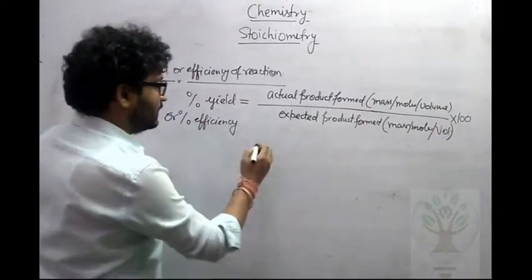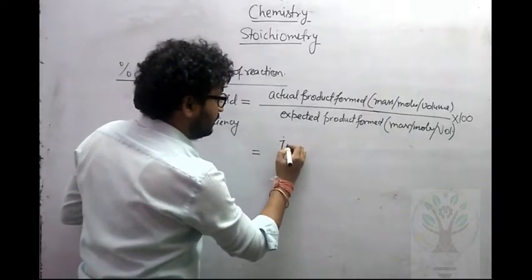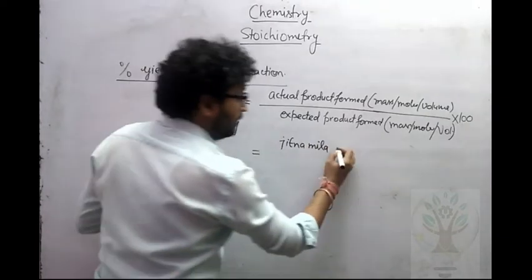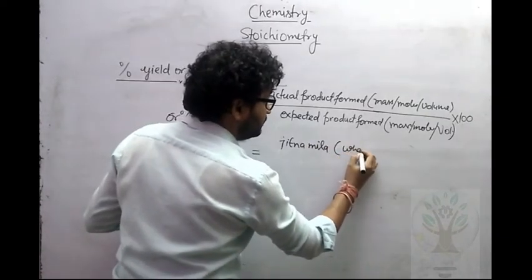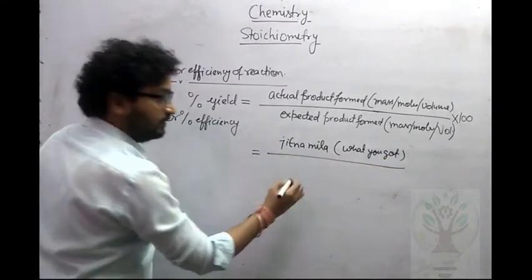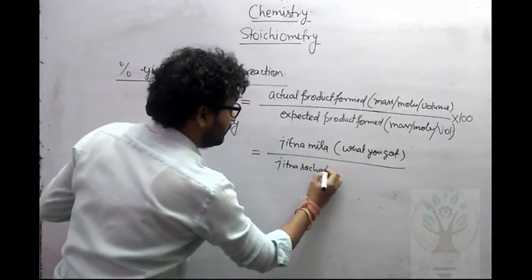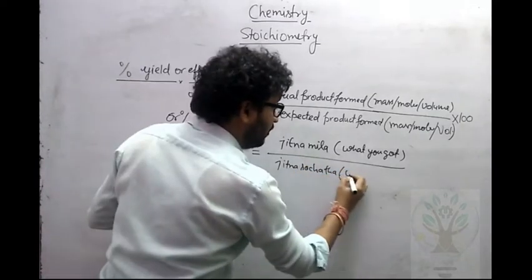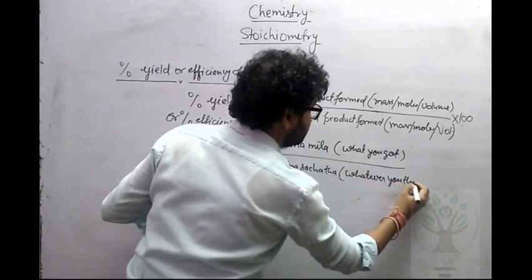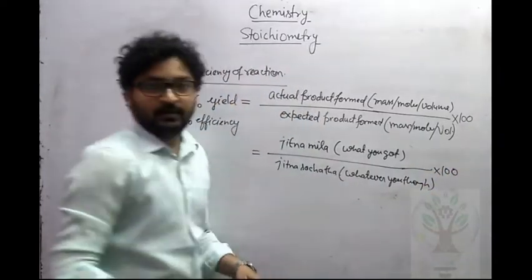Means it's like, in Hindi we call it jitna mila, means what you got, divided by jitna socha tha, means whatever you thought. Multiply by 100, isn't it?